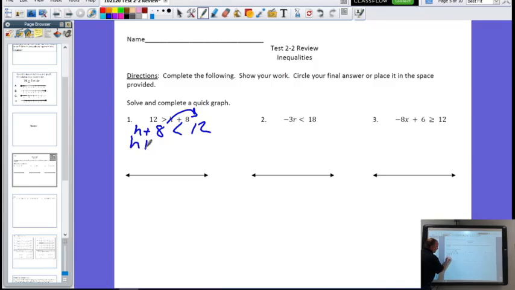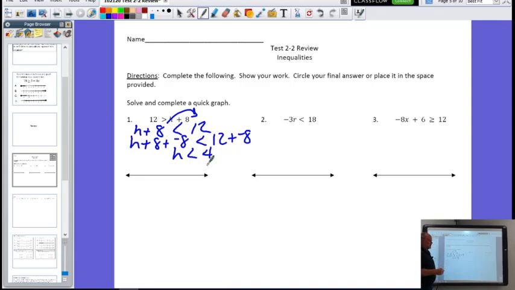Okay, so I've got h plus 8 plus negative 8 is less than 12 plus negative 8. So h is less than, and then 12 plus negative 8 is 4. Okay, my h is positive, so my inequality is not going to flip.